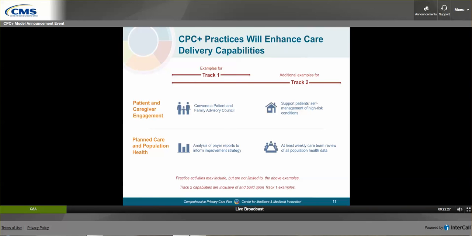Turning to function 4, which is patient and caregiver engagement, we also know that optimal care and health outcomes require strong patient and caregiver engagement in the management of their own care, but also in the design and improvement of care delivery. We will require practices to organize a Patient and Family Advisory Council, or PFAC, to help them understand the perspective of patients and caregivers on the organization and delivery of care. Practices will use the recommendations from the PFAC to help them improve their care and its patient-centeredness.